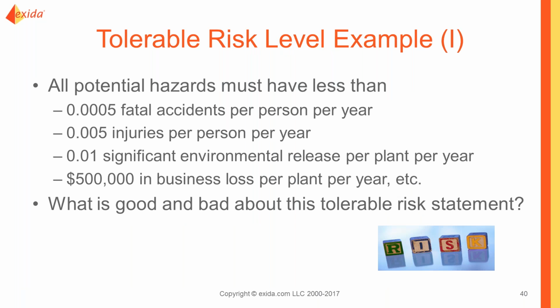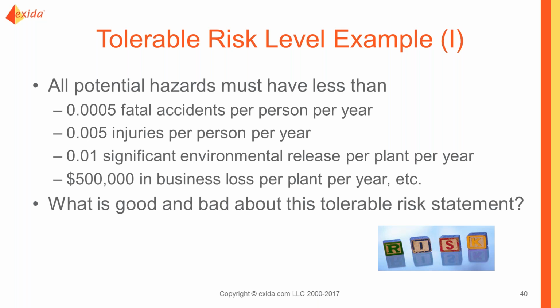And for example, this is an example of defining tolerable risks. So an organization could say, hey, we want 0.0005 fatal accidents per person per year. We want 0.005 injuries per person per year. 0.01 significant environmental release per plant. 500,000 in business loss. So those are examples of tolerable risk guidances that could be set up.